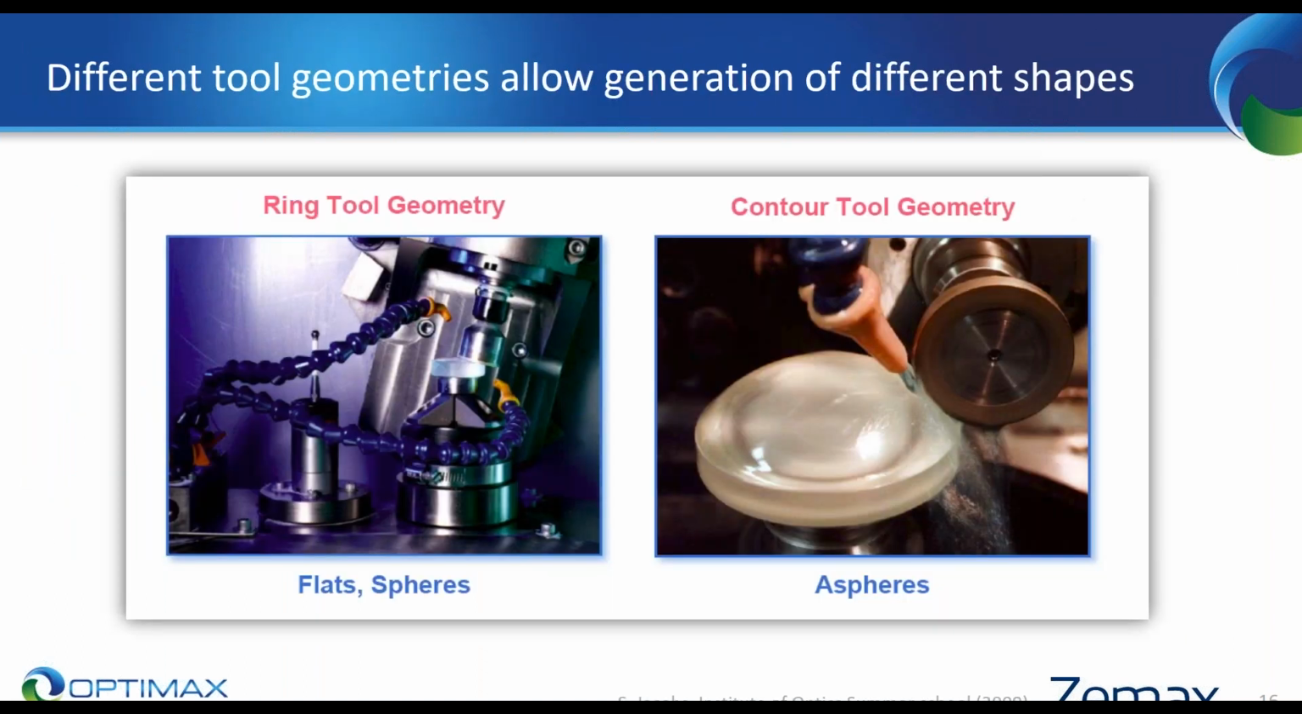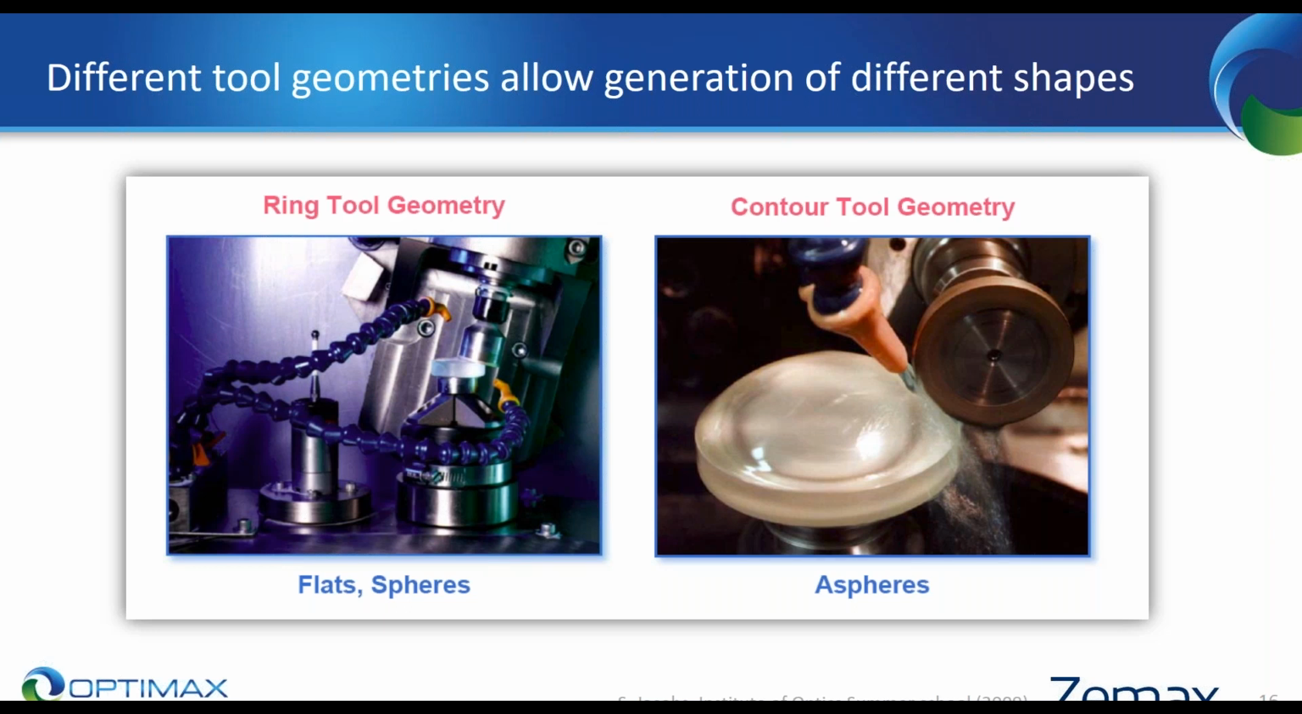However, there's also something called contour tool geometry. This is also a different variation of a ring tool where you're using the outer diameter, but it's a single spot traversing across the surface. You can also use a ball tool or several other customized tools. These are used most frequently for aspheres or for freeforms.